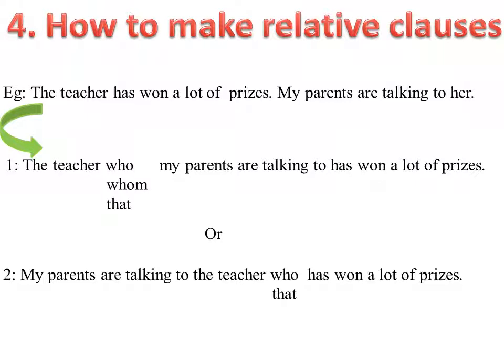Four. How to make relative clauses. Look at the example. The teacher has won a lot of prizes. My parents are talking to her. We can combine two separate sentences into one. 1. The teacher who my parents are talking to has won a lot of prizes. 2. My parents are talking to the teacher who has won a lot of prizes.